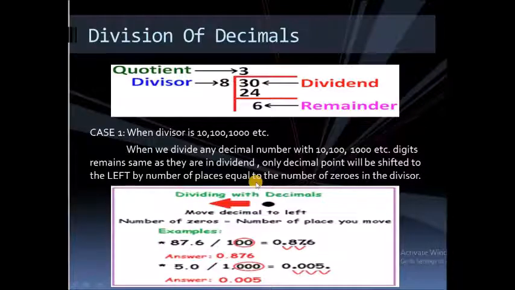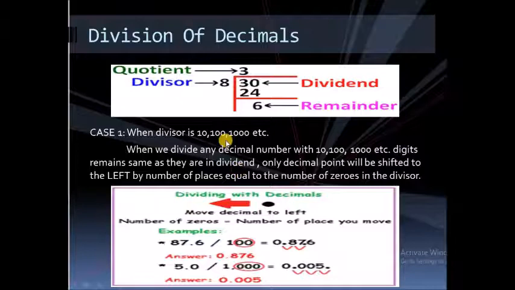So the first case is when our divisor is either 10, 100, 1000, 10,000, lakh, 10 lakh and so on. If my divisor is one of these numbers, how do we divide? That means my divisor is one of these numbers and my dividend is a decimal number. How do we divide in that case? The digits that are present in our dividend remain the same in our answer also. The digits remain the same, we just have to shift our decimal point.